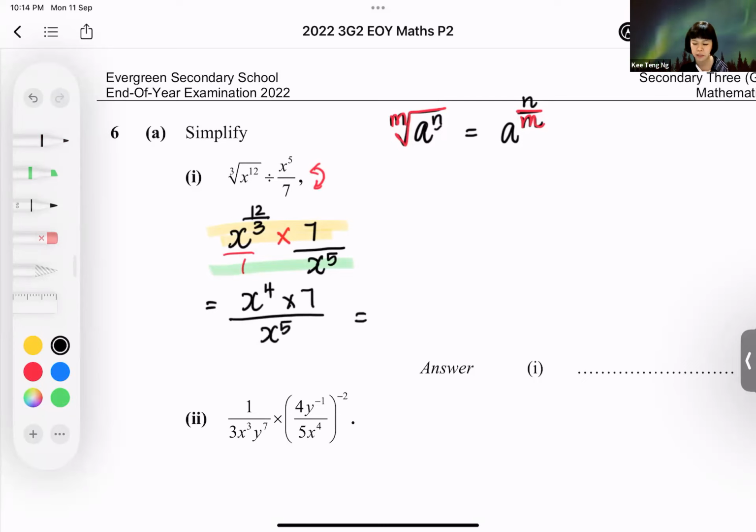Let's simplify this further. 7, number itself, nothing to simplify, so 7 stays there. Then x to the power 4 and x to the power 5. On top got 4, bottom got 5. Which one has more? How many do we have left? x to the power 1 in the denominator. So this answer is 7 over x. Have you gotten the answer?